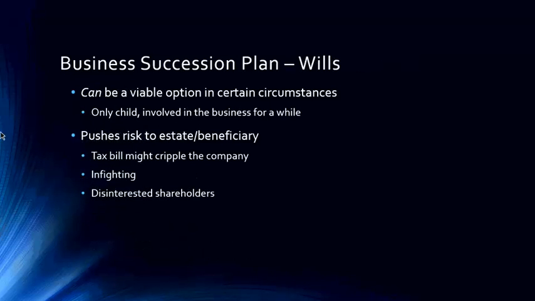So moving to the next one, the fourth, most commonly used option, is wills, passing the business in the will. Most lawyers will tell you that this is not a viable option. I think it can be, but only in certain circumstances, and usually when it's an only child, and that only child has been working in the business for a while, and everybody knows that the intention is for that child to take over the business. But what you're doing when you pass a business in a will is pushing all of the risks, all of the things that you would plan for in your succession plan, to the estate and possibly to the beneficiary.